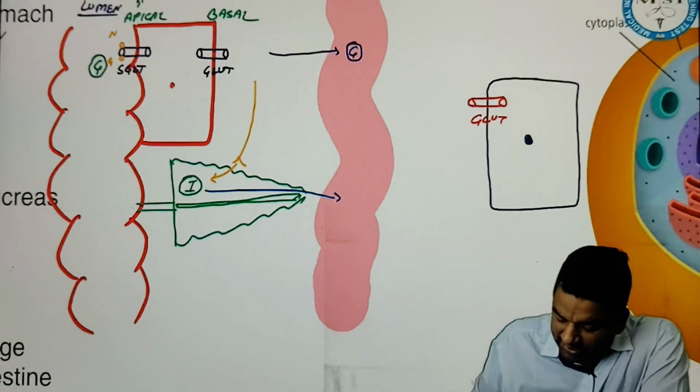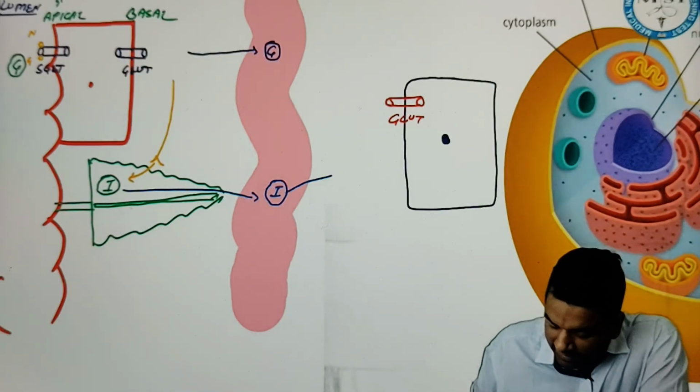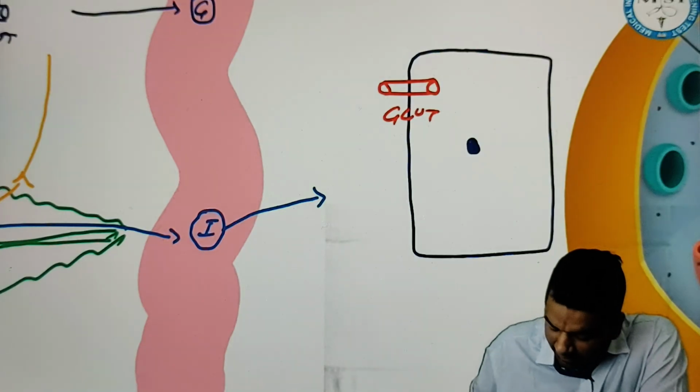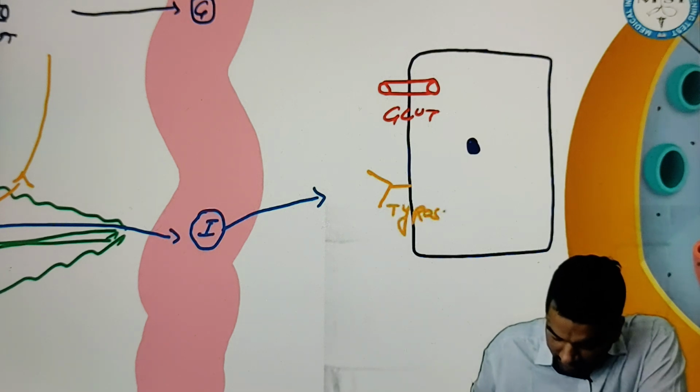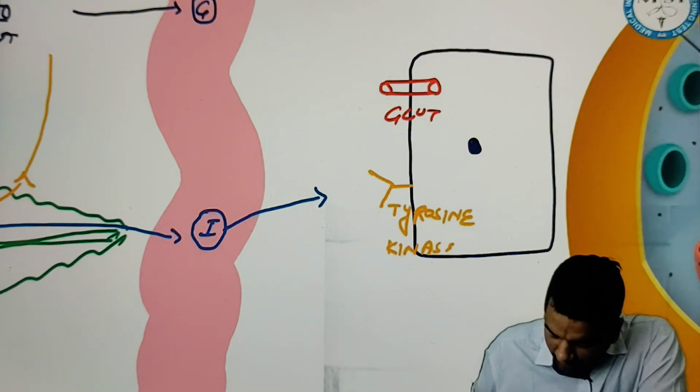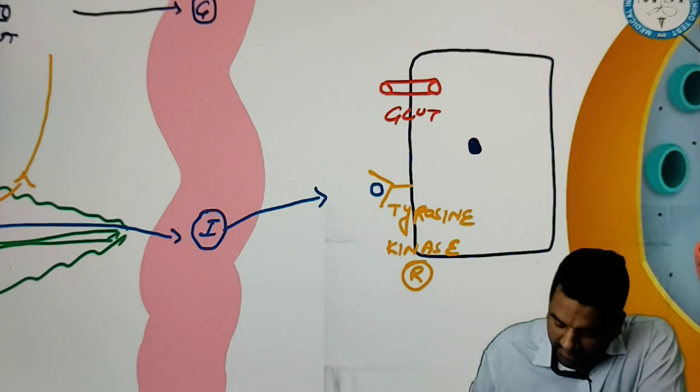Now what will happen? This insulin is present in the blood, but it is not able to enter inside the cell. So this insulin will activate the receptor which is present on the cell membrane. The cell membrane contains the receptor for insulin, and we call this receptor the tyrosine kinase receptor. This tyrosine kinase receptor will bind with the insulin, and now it will give the message to whom? It will give the message to the nucleus.